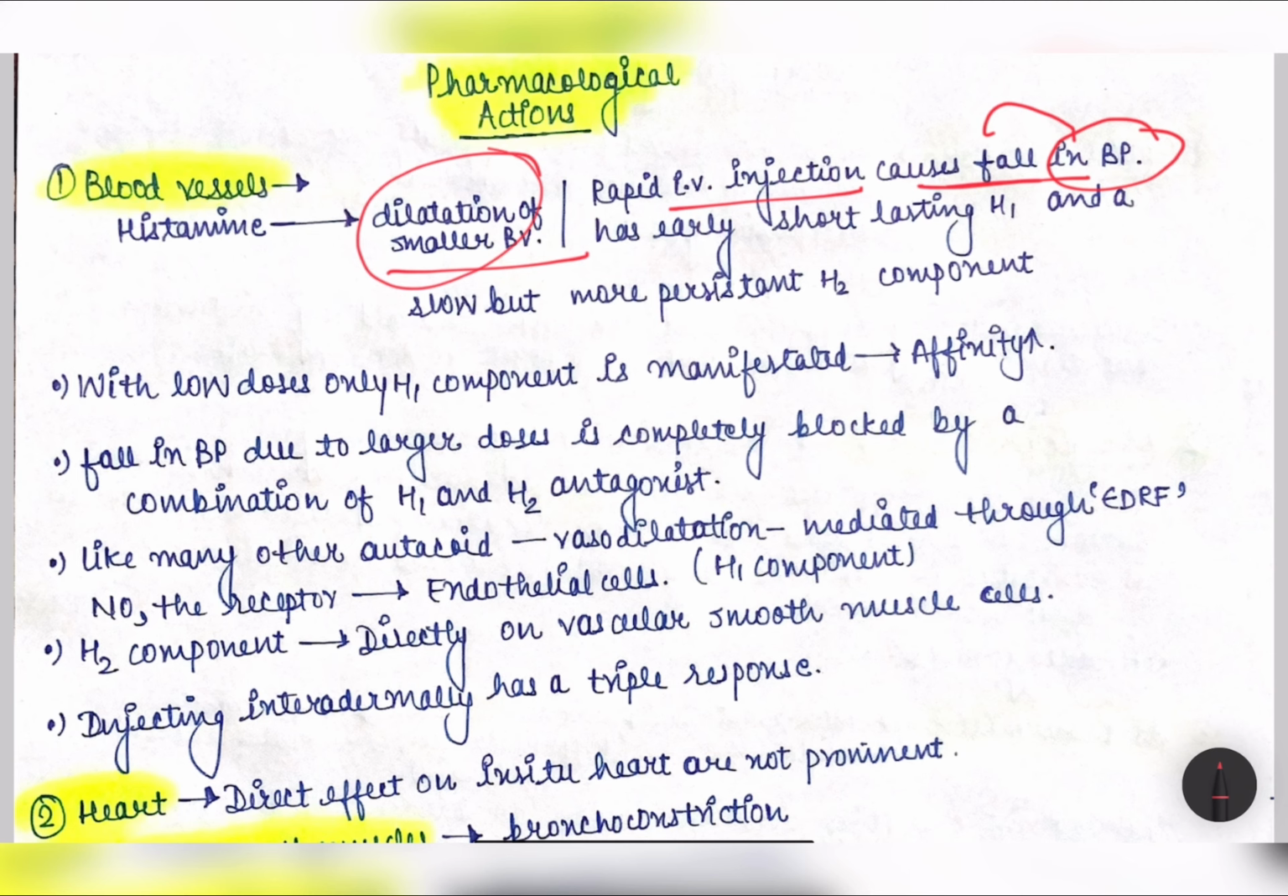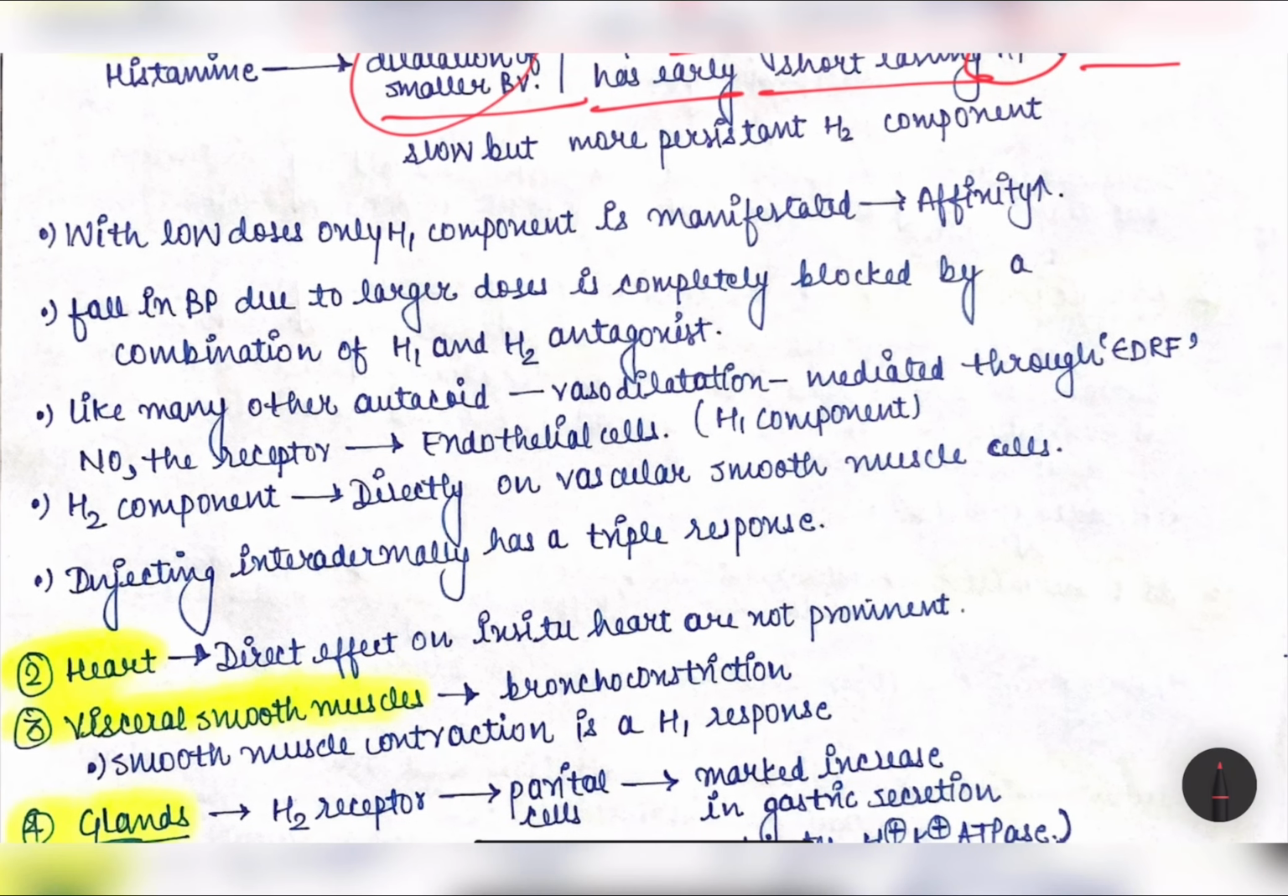two components. One is an early, short-lasting H1 component, because of histamine acting on H1 receptors, and there is a slow but more persistent H2 component. When we give low doses of histamine, there is a fall in BP, so only the H1 component.